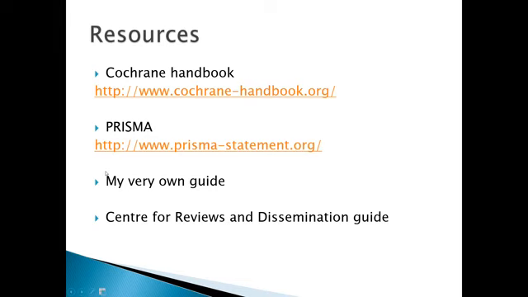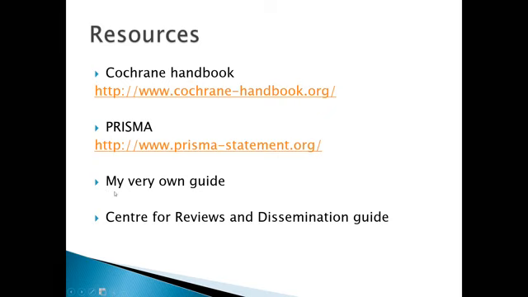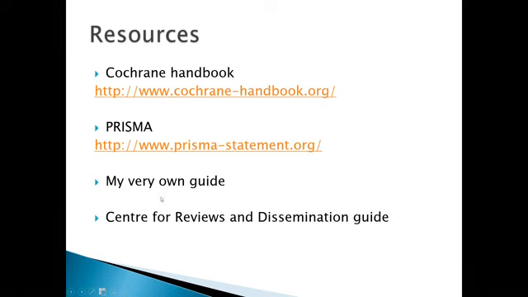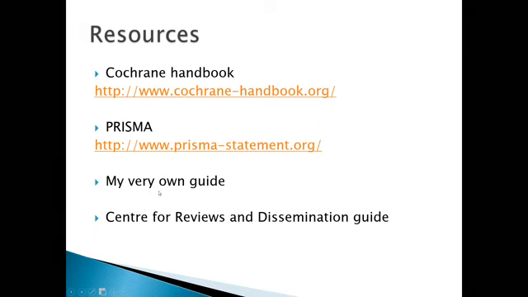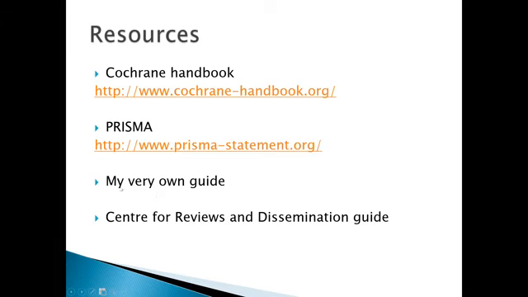I also have my very own guide, which will be made available to you online, and there's also the Centre for Reviews and Dissemination guide. Now, the own guide which I have is just a few pages. It's a nice brief summary, and certainly will be a good starting point for you to read and go through after you've watched this online lecture. But in terms of answering every available or every possible question, it certainly won't cover all bases.